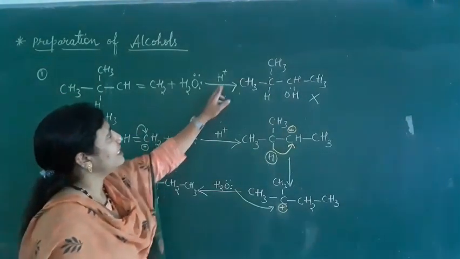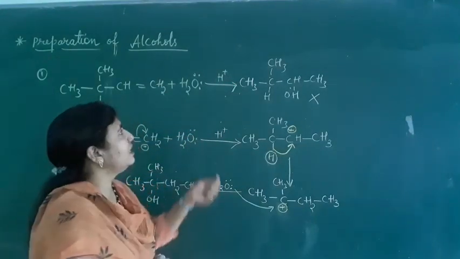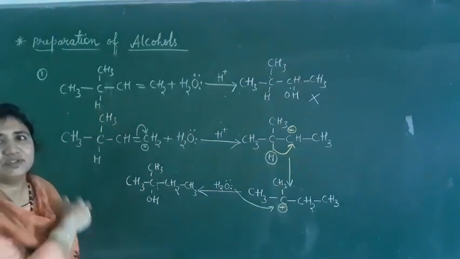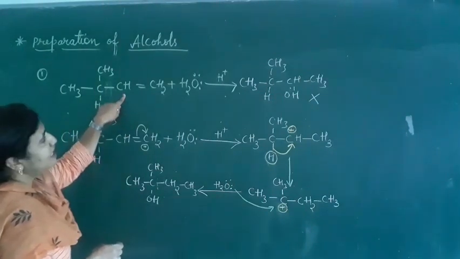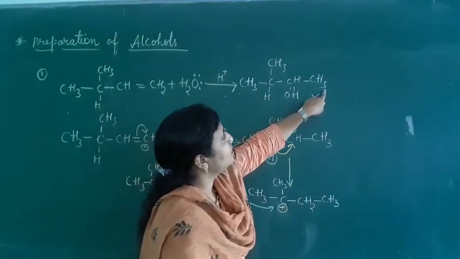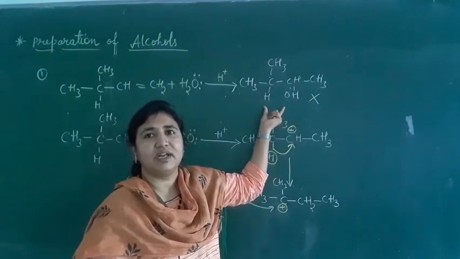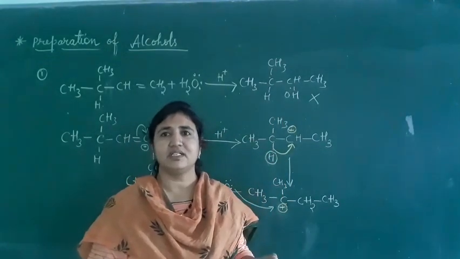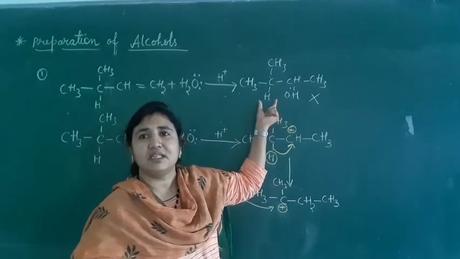When it reacts with water in the presence of acid, what is the rule according to Markovnikov's rule? The OH will attack the carbon of the double bond which has fewer hydrogen atoms. So according to Markovnikov's rule, the OH should come here and H should come here, and it becomes CH3 here. But this answer is wrong. So Markovnikov's rule is not applicable in all reactions where carbocation formation is there. Some exceptions are there.